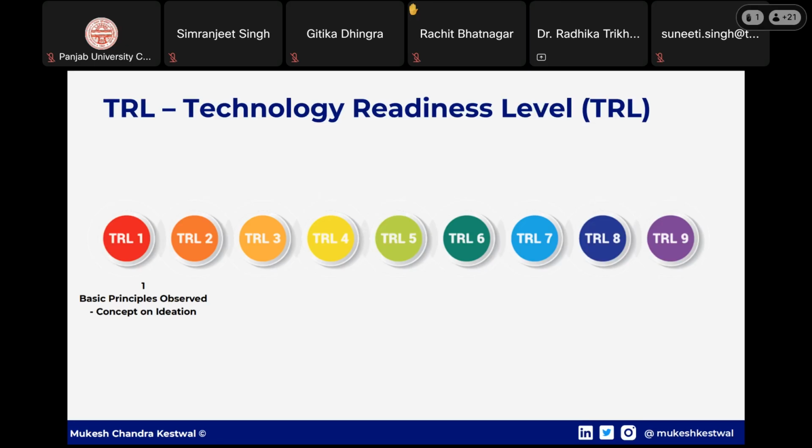At what time should we go for the documentation? When do we have to involve an industry also?